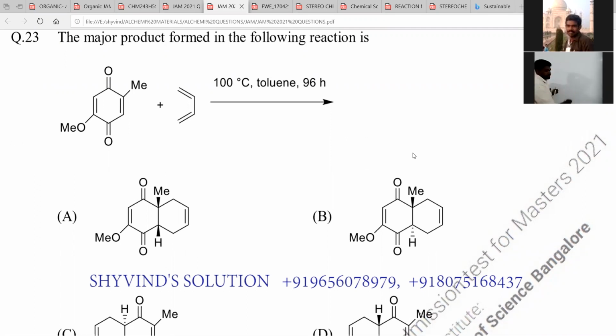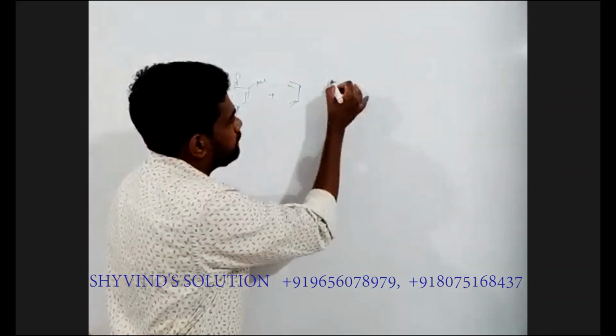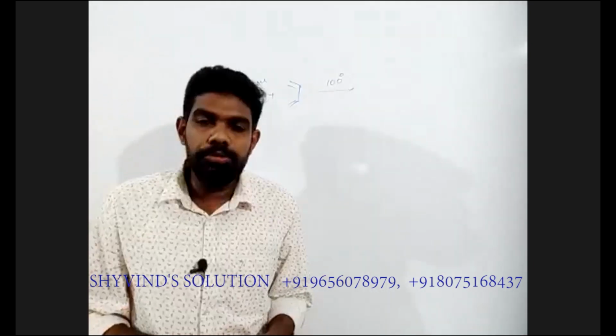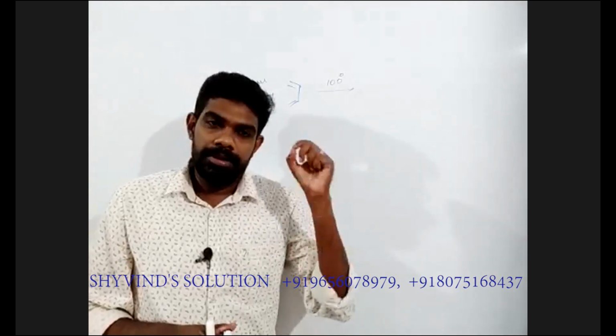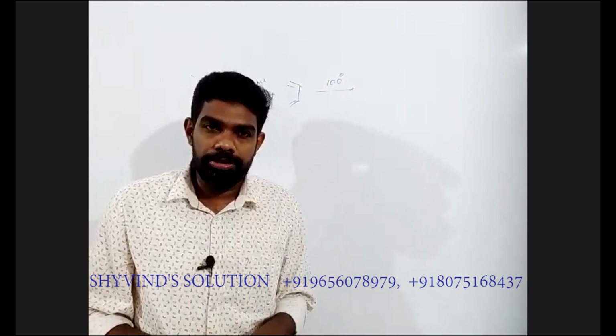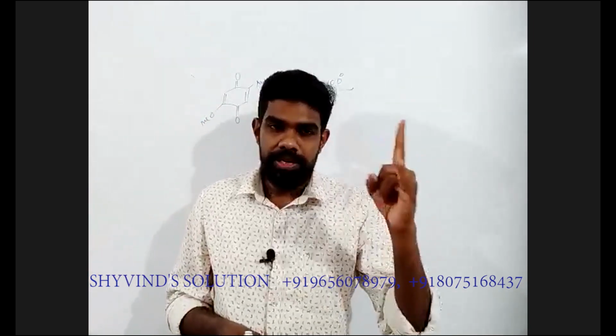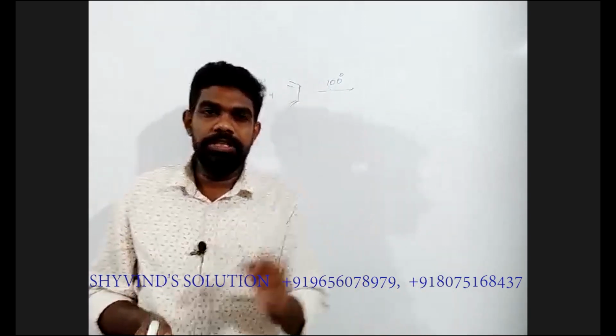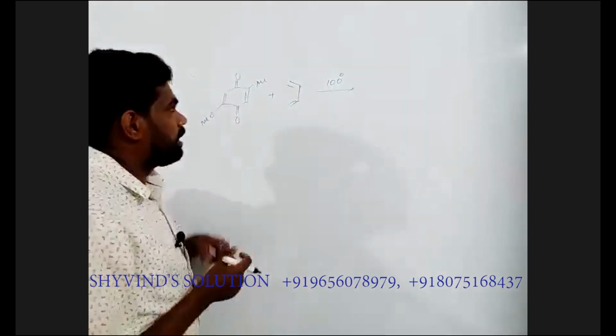You can see this question is based on the Diels-Alder reaction. Let's see how to do this question. 100 degrees Celsius is given, so this is definitely a Diels-Alder reaction. Two ideas are asked: one is the regioselectivity and the second is the stereochemistry. In organic chemistry, we have three types of selectivity: regioselectivity, stereoselectivity, and chemoselectivity. In this particular question, regioselectivity and stereoselectivity are asked.